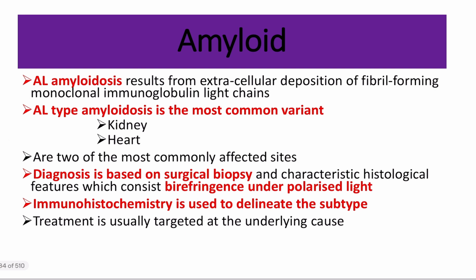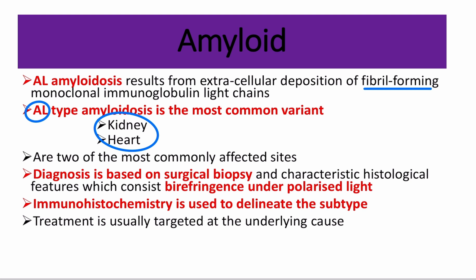On the other hand, here we can see the AL amyloidosis. This AL amyloidosis results from the extracellular deposition of fibril forming monoclonal immunoglobulin light chain. And the AL type of amyloidosis is commonly found in the kidney and the heart. So in the kidney and the heart, they are the AL type of the amyloid.